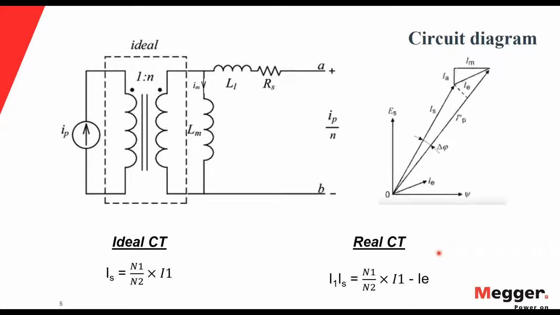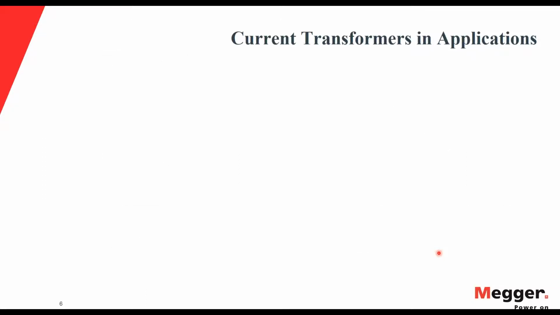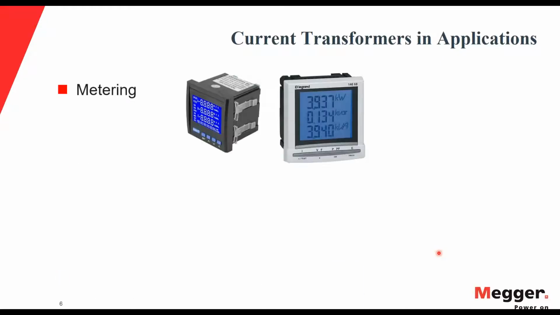So the classification of these CT errors starts with the application of what the CTs will be used for. The first application is metering, when you want to connect them to energy meters, or even power quality or just general voltage and current meters for this instrument transformer.